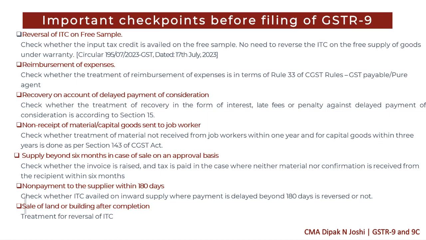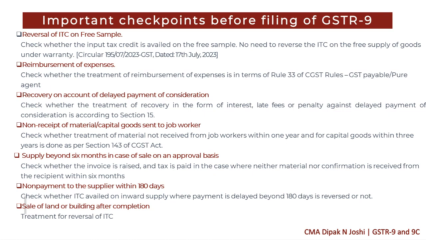But if within a period of 6 months the recipient is not approving such sale, in that case, it will be deemed that the supplier has approved such sale and a registered person is required to pay tax on such supply. So we should check whether the invoice is raised and tax is paid in respect of those cases where neither material nor confirmation is received from the recipient within a period of 6 months.